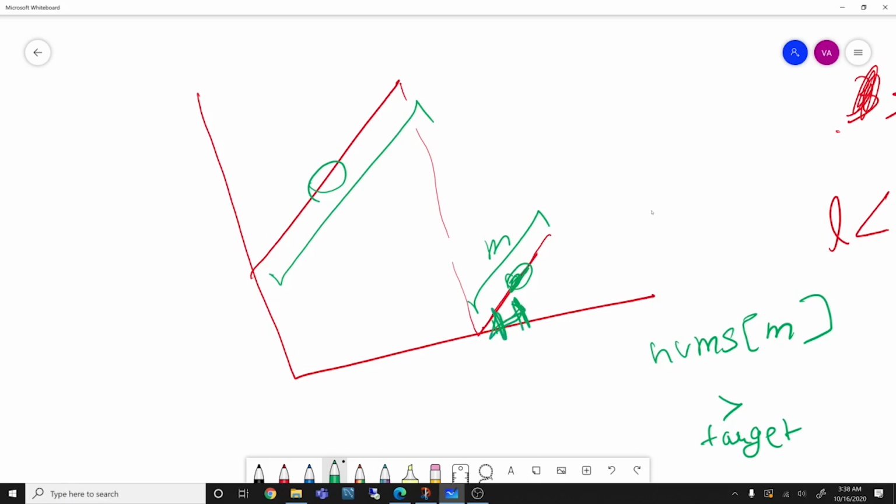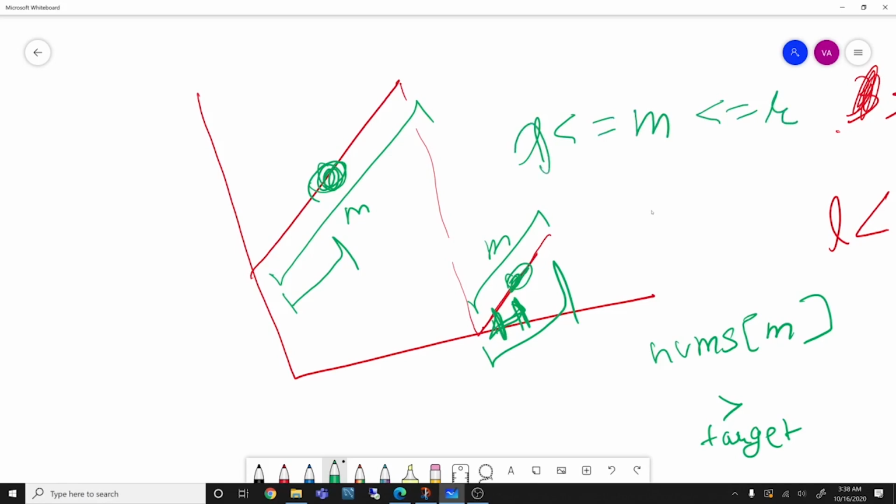However, in my other condition, if I know that my nums of m is lying over here, my target can lie either in this portion or this entire portion, because all of these numbers are smaller than my nums of m. Another important thing to note is that this condition will always be satisfied: L is less than equal to m, which is less than equal to R, right? And remember that these are the iterators, these are indices of the array, and nums of m or nums of L or nums of R are actual values of the array.